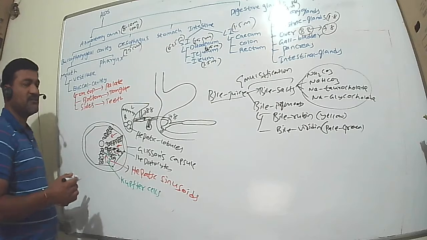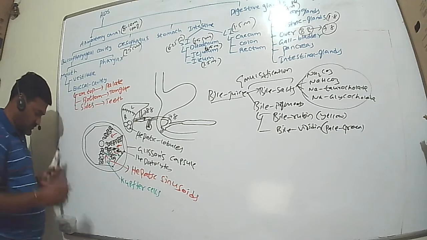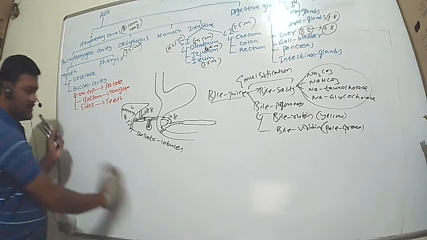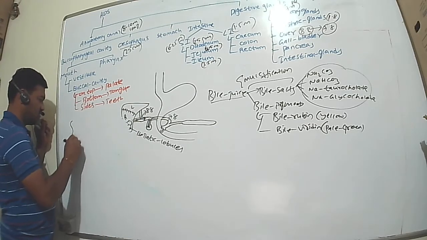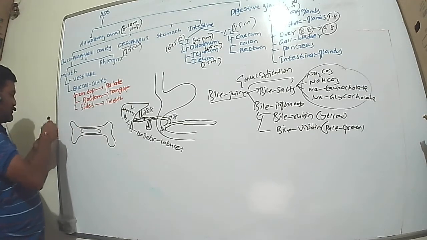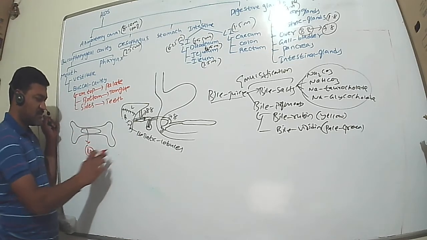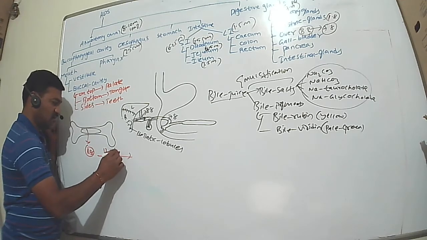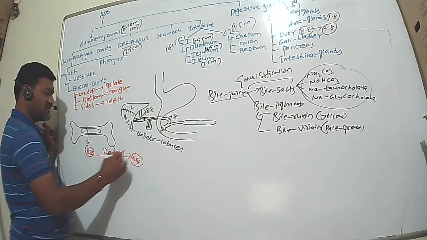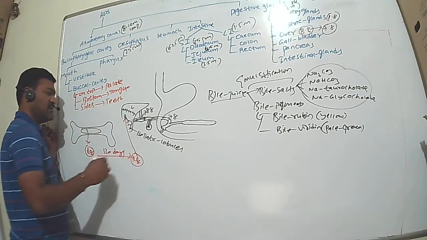From where do these bile pigments come into bile juice? You know, the liver is the graveyard of red blood cells. Let's imagine this is the bone marrow, and the red blood cells are born from the bone marrow, called erythropoiesis. Each red blood cell lives for 120 days. After 120 days, every red blood cell becomes old and inefficient in carrying oxygen and carbon dioxide. Such old red blood cells are sent to the liver, and they are destroyed there.